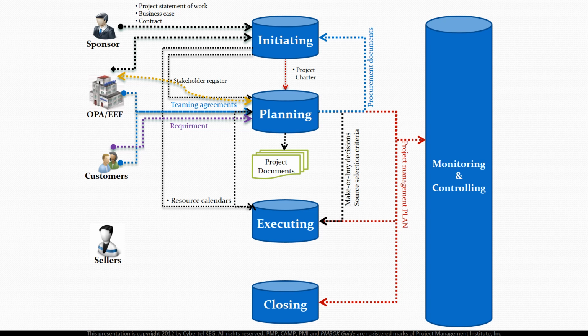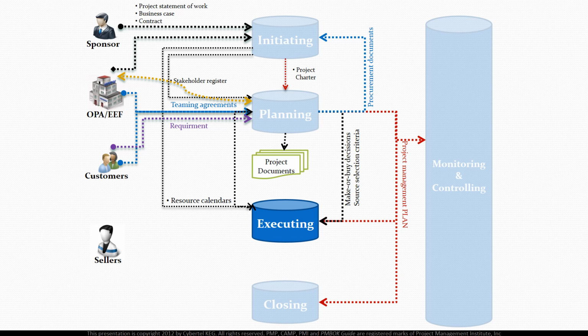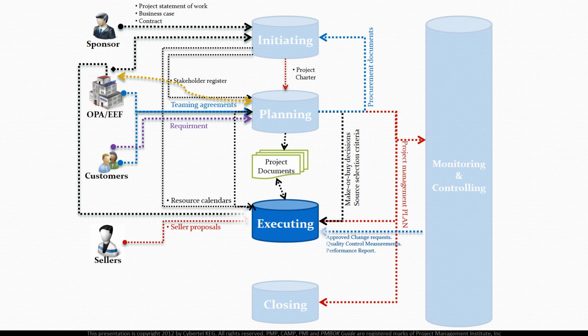The next group is the executing process group. The executing process group consists of 8 processes, which are conducted to complete the work planned in the project management plan, to satisfy the project requirements and stakeholder expectations.